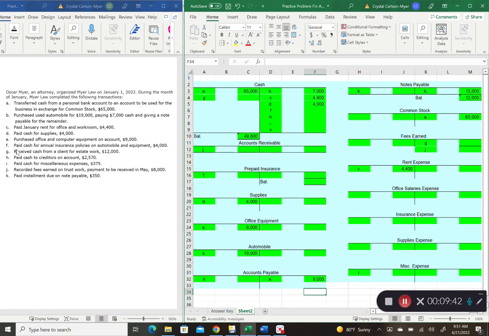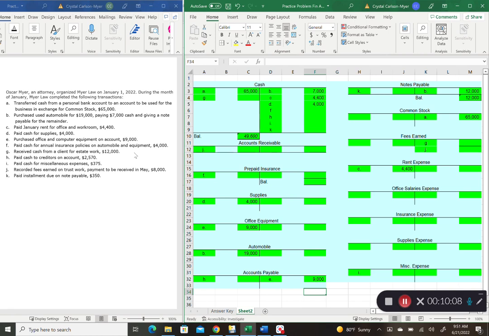All right, in part F, you paid cash for annual insurance policies on automobile and equipment of $4,000. So I'm prepaying for the whole year. That is something that has value to your company. So you haven't used any of that insurance yet because none of the insurance has expired. You haven't even used a month's worth. So it's an asset to the company, not an expense. It cannot become an expense until it gets used.